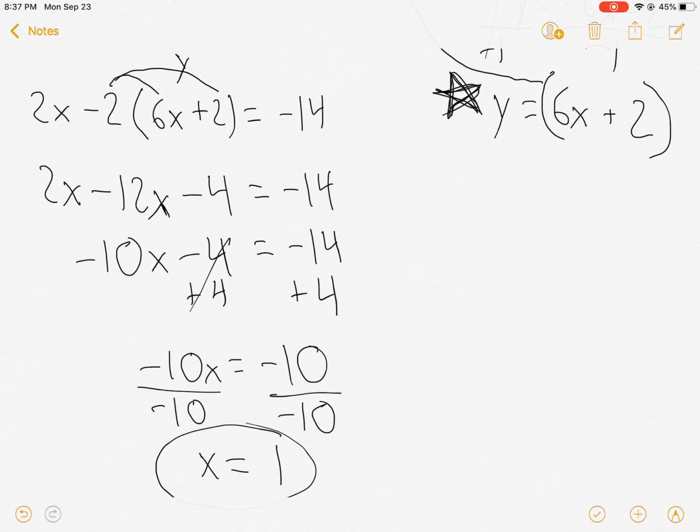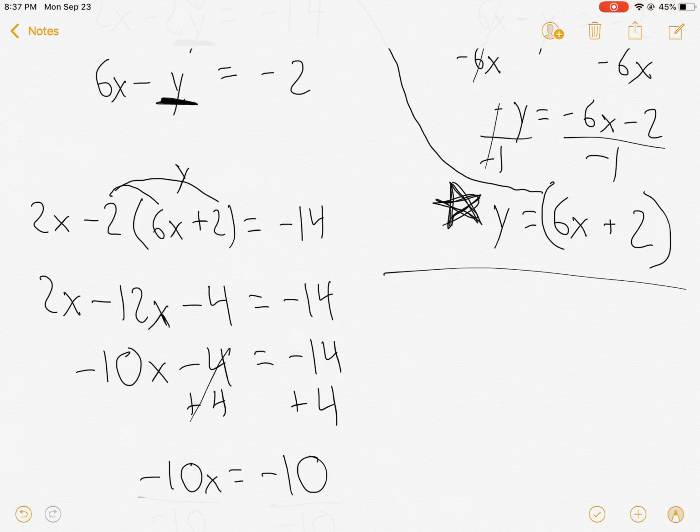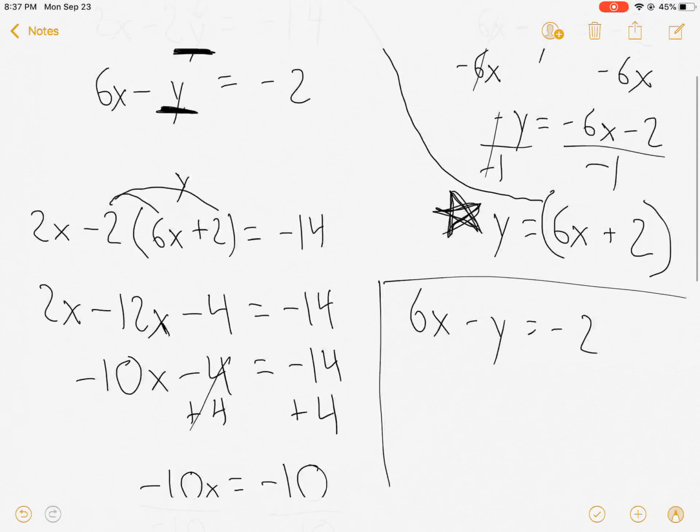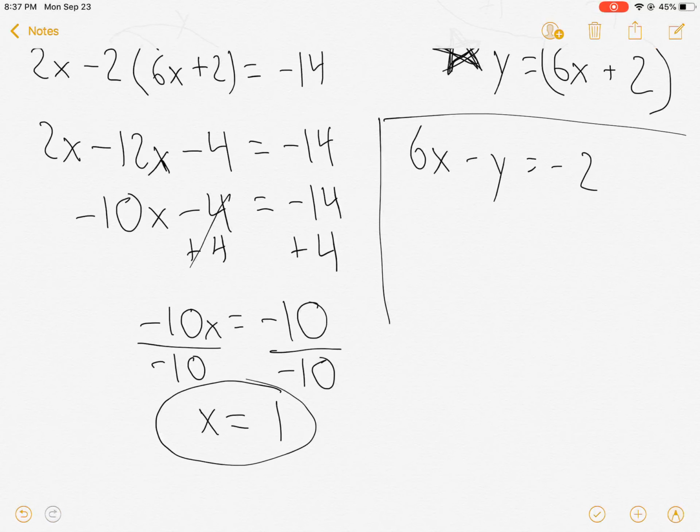Now that I know that, remember that's only half of my answer, but now that I know that, all I gotta do is take this x value of 1 and plug it into either of my two original equations. Why don't we use 6x minus y equals -2. Right, that was one of my two original equations. So we're going to take 1 and plug that in for x, meaning now I have 6 times 1 minus y is equal to -2.